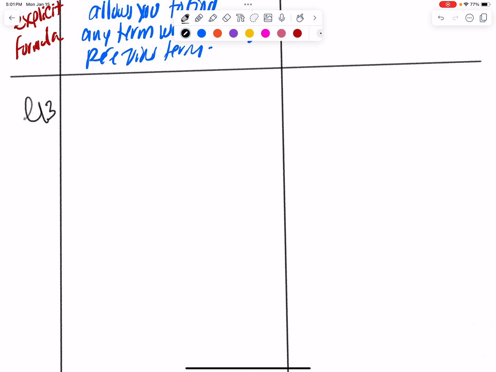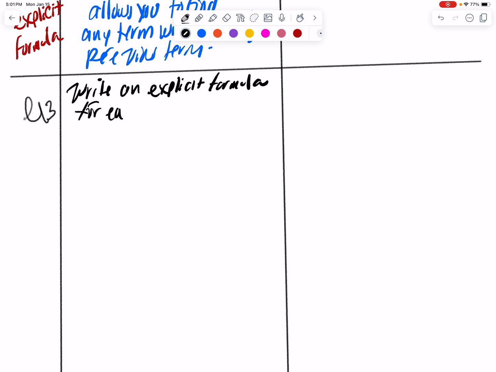Okay. All right, write an explicit formula for each sequence below. Use the formula to find the 9th term. Oh, that's a fancy 4. Oops, that's not enough. It's a T. Okay, I can do that.